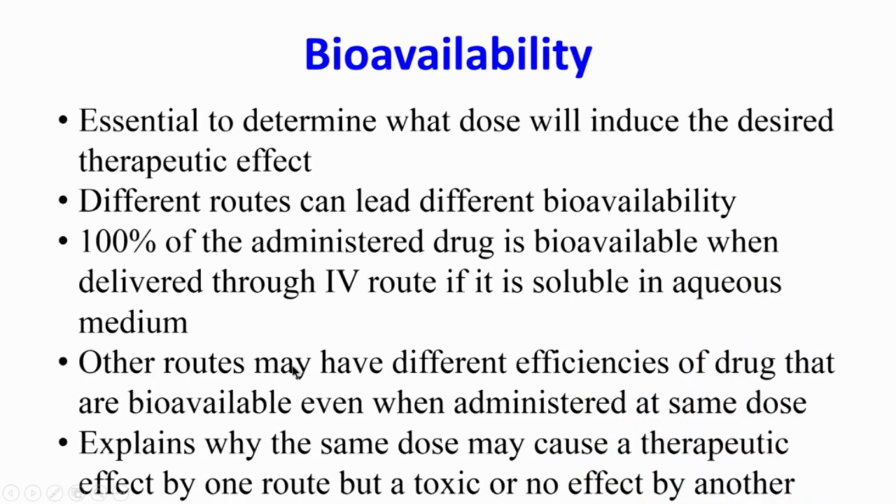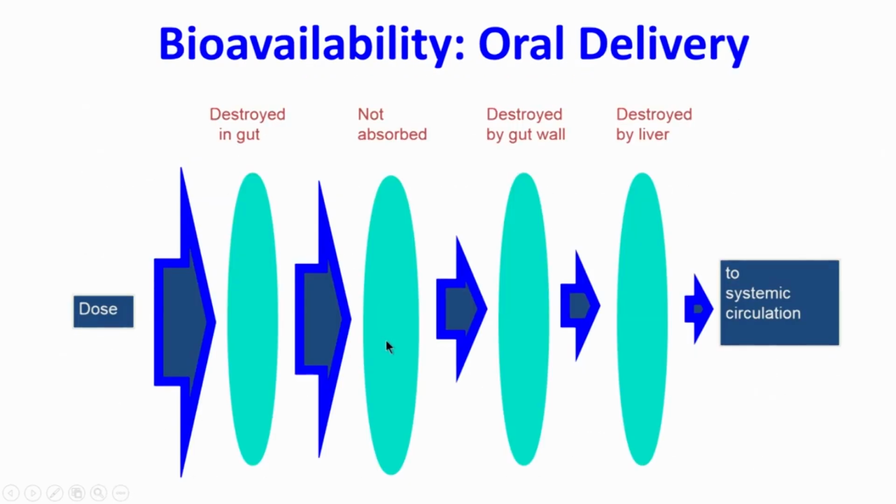The other routes may have different efficiencies of drug that are bioavailable when administered at the same dose. So, this explains why sometimes a drug may be toxic through a certain route, but may not be toxic through some other route, because the concentrations may change depending on what route you are using to take the drug. So, here is just a quick recap of oral delivery bioavailability.